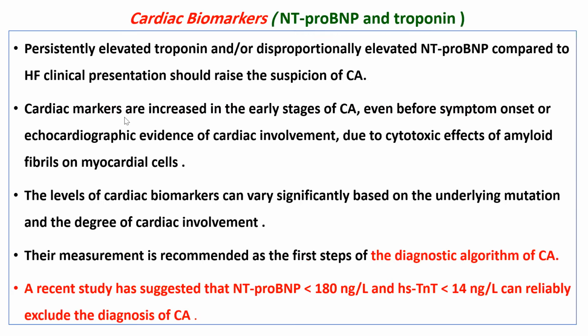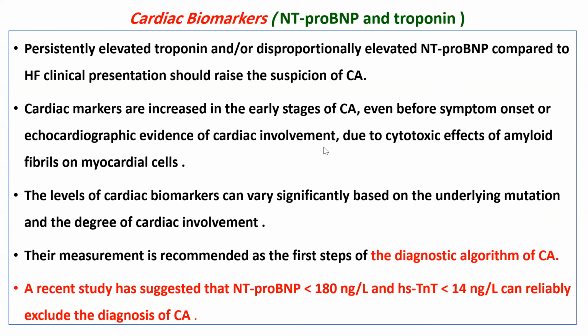The workup of a patient with suspected amyloidosis starts with cardiac biomarkers. Cardiac markers have an important role. The cardiac markers involved in the workup of cardiac amyloidosis are NT-proBNP and troponin. Persistently elevated cardiac troponin and unexplained, disproportionately elevated NT-proBNP compared to the HF clinical presentation should raise suspicion of cardiac amyloidosis.